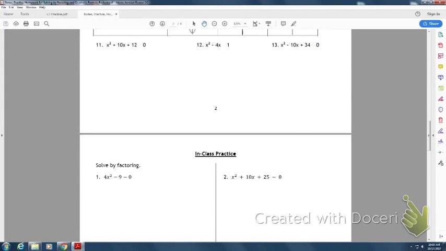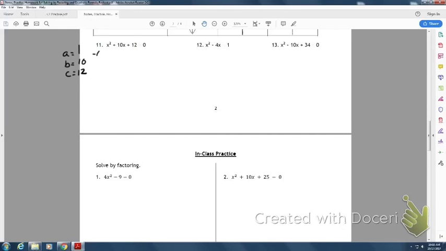So we're just going to do a couple of these, 11 and 13. So you can use the space under 12 if you need to. We're not doing 12? No. So on these, you need to identify what your A, your B, and your C terms are. Delaney, what is my A value? 1. B value? 10. C value? 12. Once you have those, you're just going to go through the quadratic formula and plug it all in.